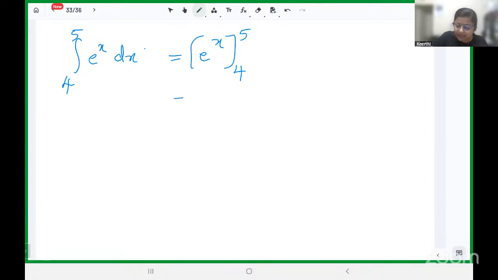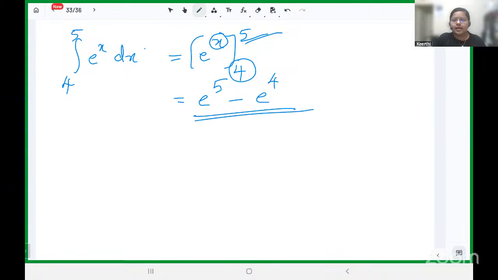So you get e raised to, first you put in the place of x the upper limit. Upper limit is 5. So e raised to 5 minus, then you put 4 in the place of x. That is the lower limit is 4, right? So e raised to 4. You should not put plus c. Okay, this is the value. For a definite integral you should not put plus c. All right, e raised to 5 minus e raised to 4 is the answer.